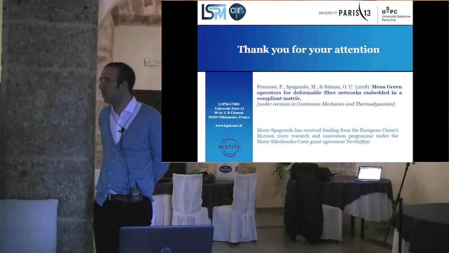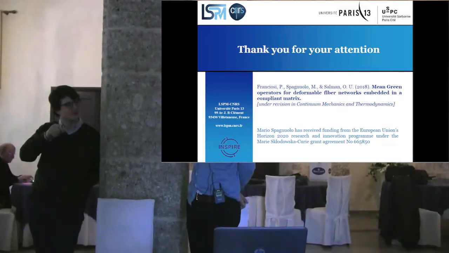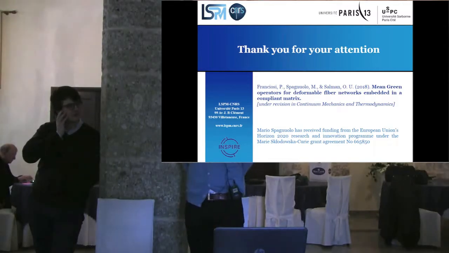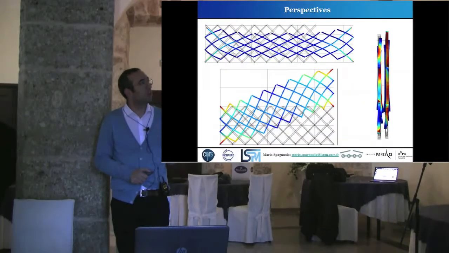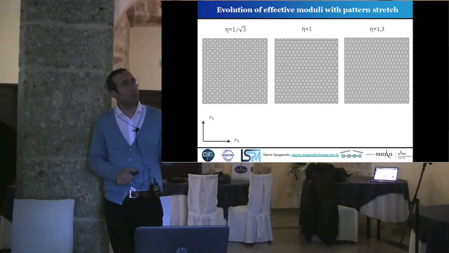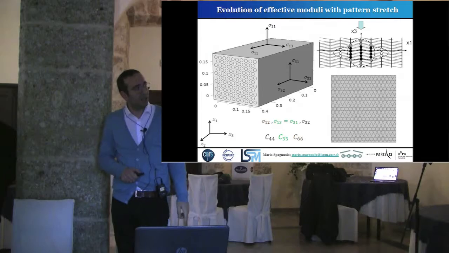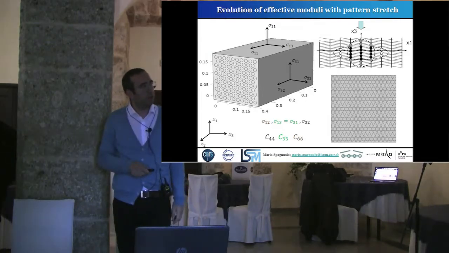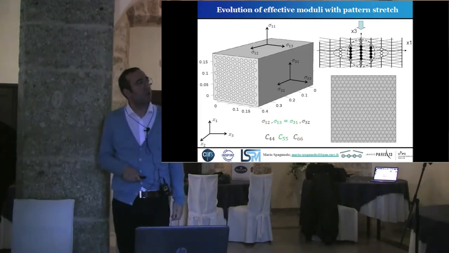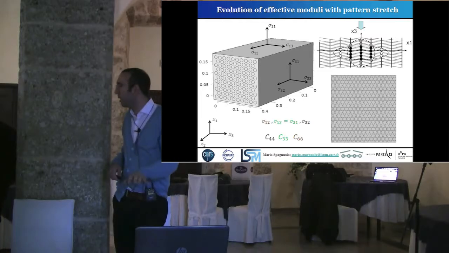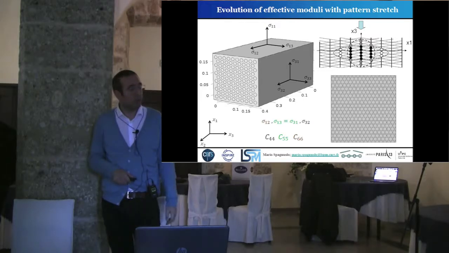Okay, I have a question, a very practical one. What is the contrast of properties between the fibers and the matrix? And the subsequent question is, do you intend to do experiments? In this case the contrast is: the shear modulus of the matrix is 1, normalized, and the shear modulus of the fibers is 50, 50 times greater than that of the matrix.